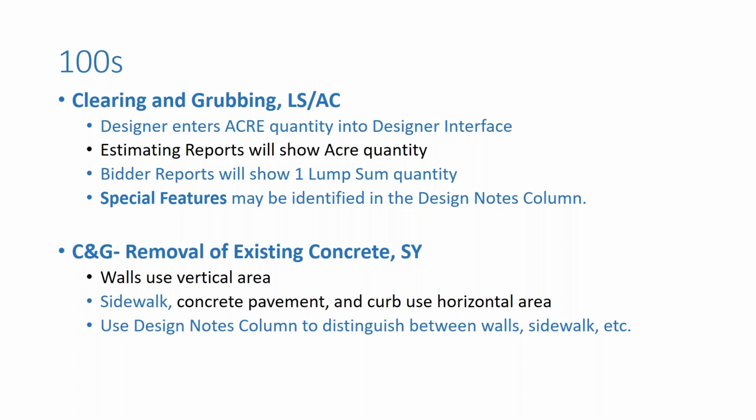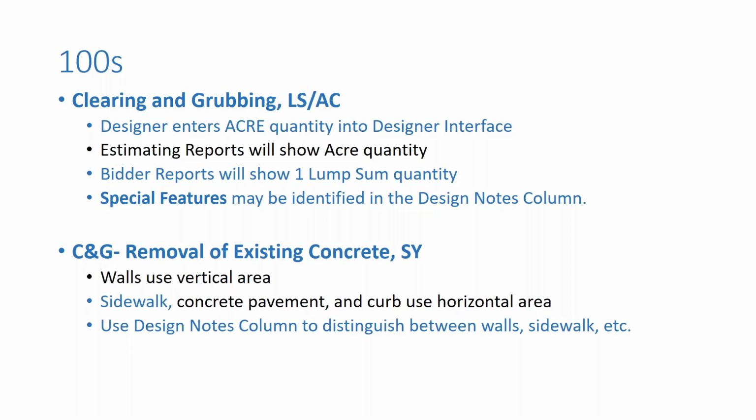Moving on to the 110 items, clearing and grubbing is a lump sum item, but the secondary unit of measurement is acres. The designer must enter the acre quantity into the designer interface. The estimating reports will show the acre quantity, but the bid reports will only show the 1 lump sum quantity. I know this has been confusing to some depending on which report they were looking at, but please make sure that you are entering that secondary unit of measure into the designer interface. If there are any special features that need to be identified, you can always use that design notes column.